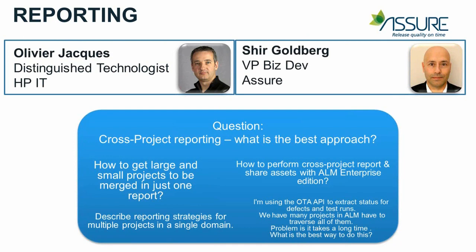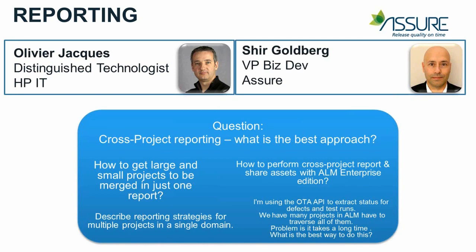Again, using the OTA API is fine. We have actually been doing that for a long period of time, and it may work just fine depending on the size of your ALM deployment. But I see that the question is all about, well, it takes a long time to do that. And again, I share the same conclusion. So what we ended up doing is another kind of infrastructure dedicated to reporting.